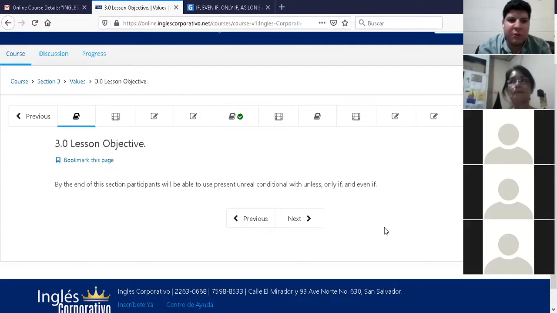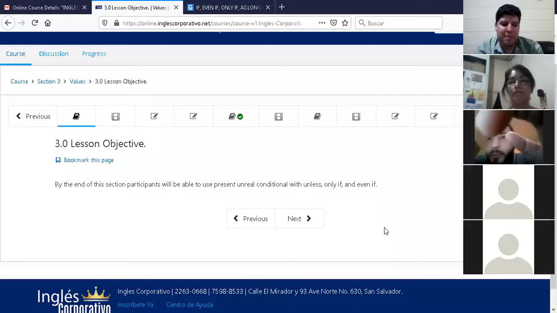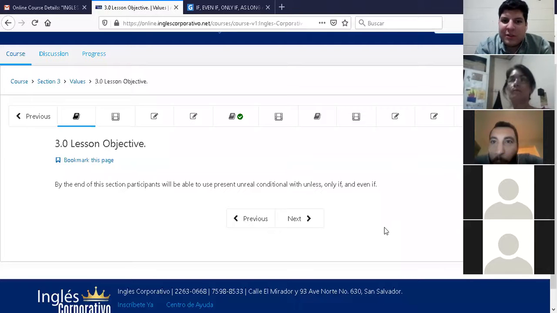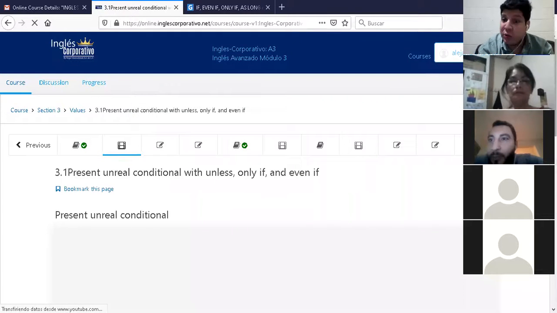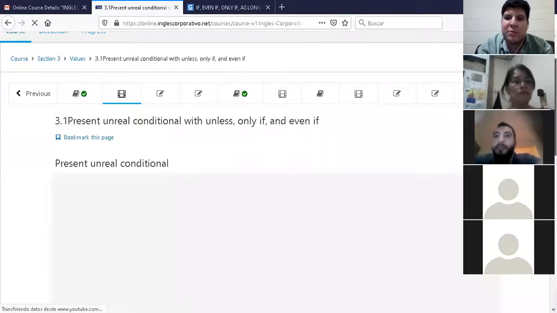Rodri, can you help me out, please, and read? By the end of this section, participants will be able to use present unreal conditional with unless, only if, and even if. All right, very good. I understand that you were having some issues reading, so I appreciate the effort, perhaps because of the screen.